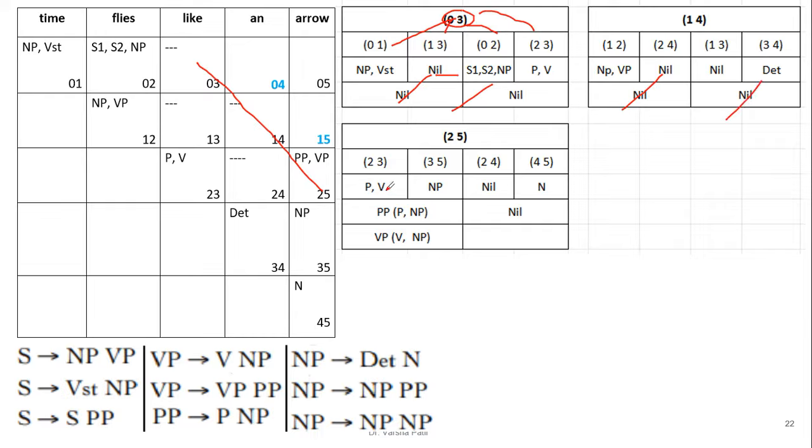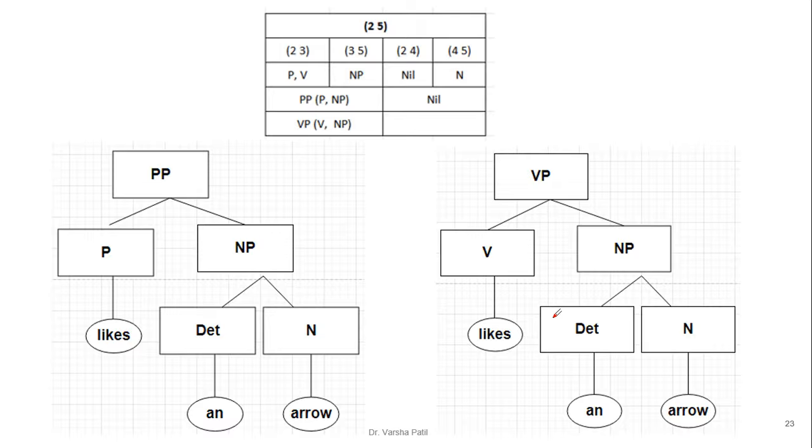Now we'll see this P VP. See, P NP is possible, V NP is possible. So P NP is creating the PP and V NP is creating the VP. So we can draw the diagram. This NP comes from our previous answer, so we need to trace that back. So this likes gets added.